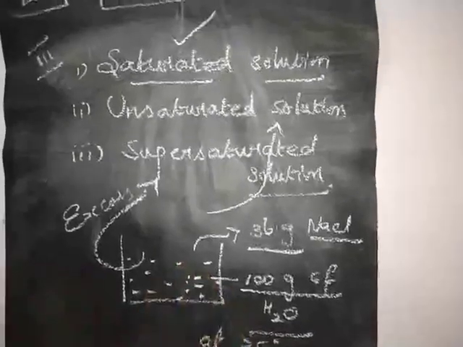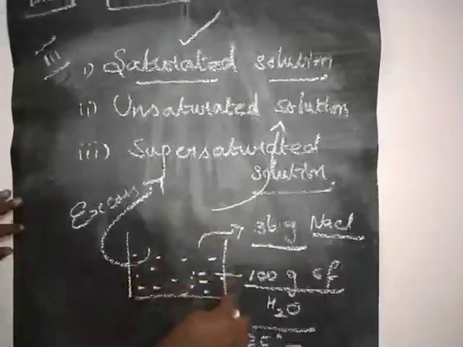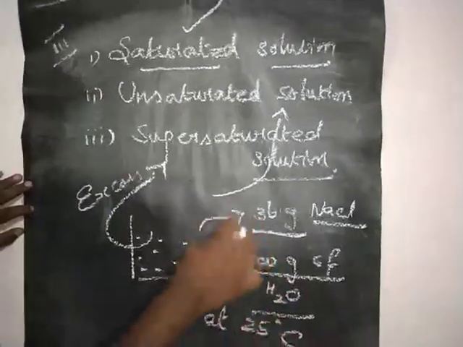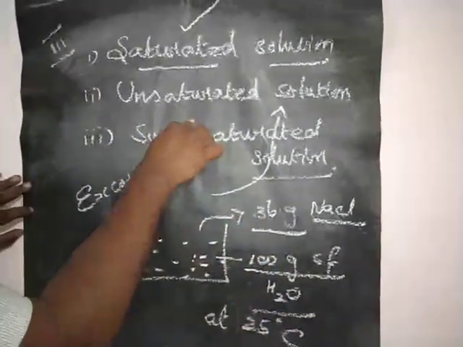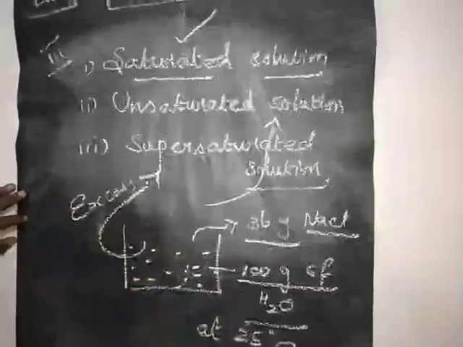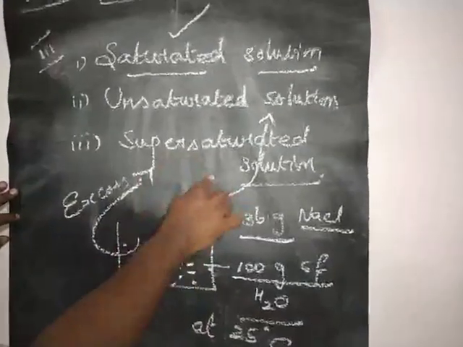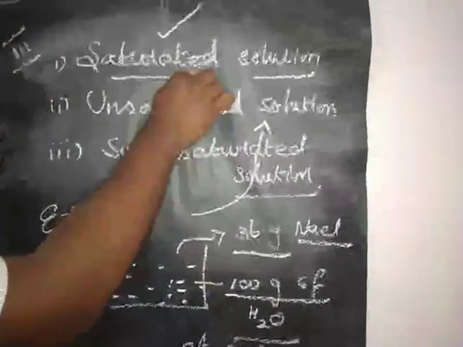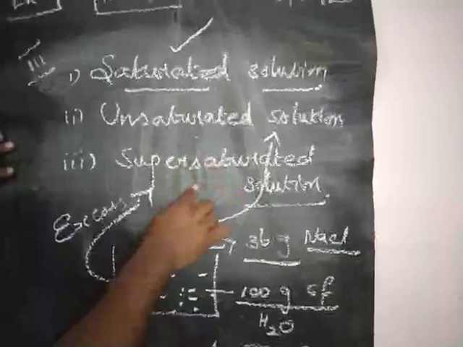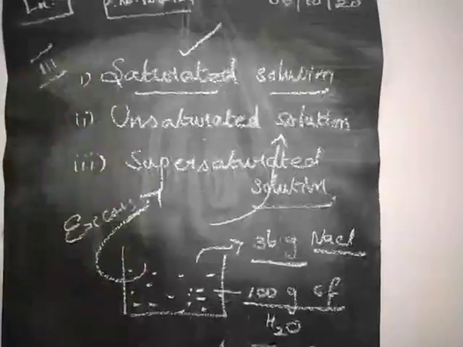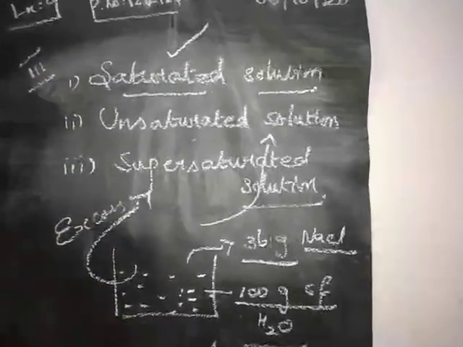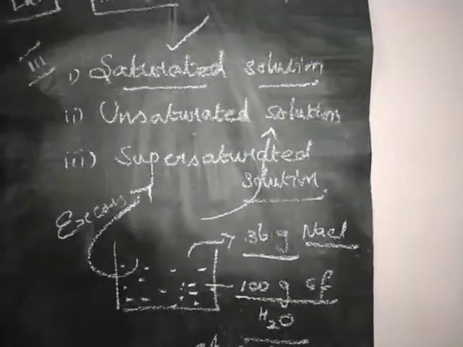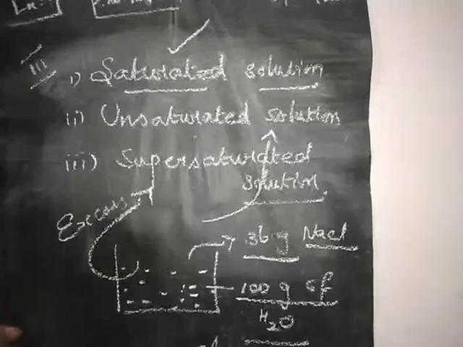So if you are adding less than 36 gram of sodium chloride at a given temperature and a given definite amount of solvent, that solution is unsaturated. If you are adding excess solute, what will happen? It becomes supersaturated. Exactly: saturated, less is unsaturated, excess is supersaturated. This is a classification based on the amount of solute.